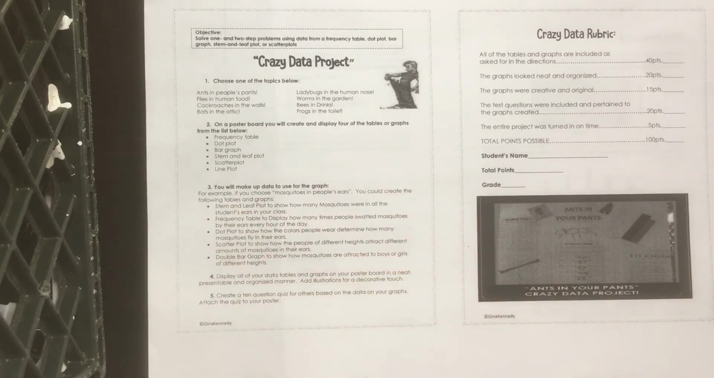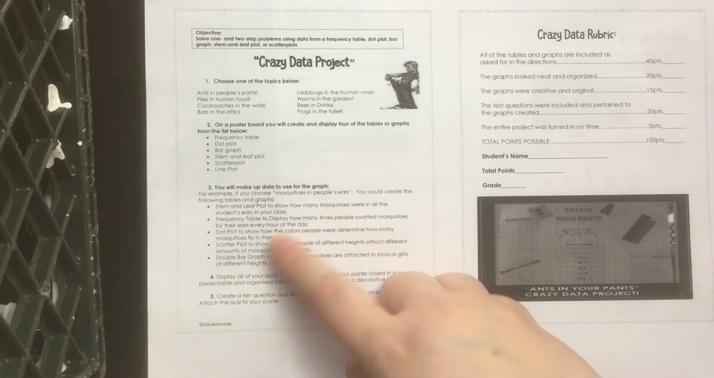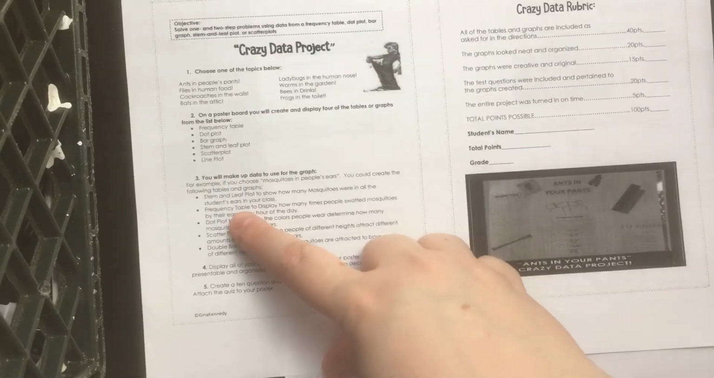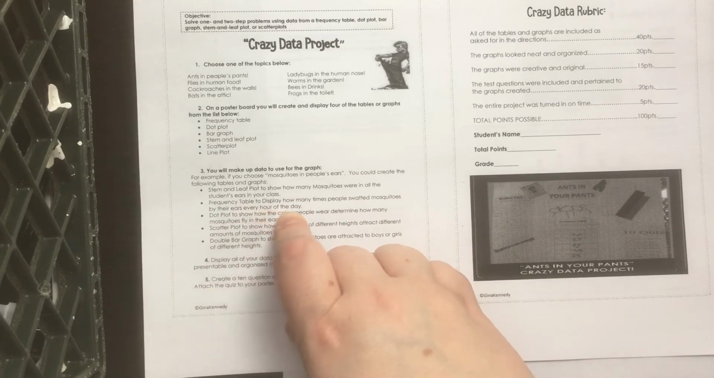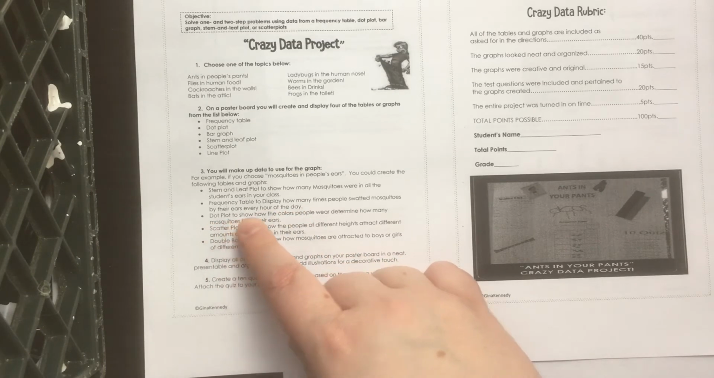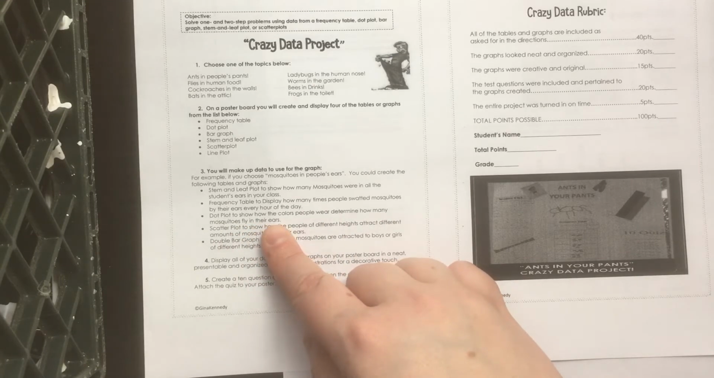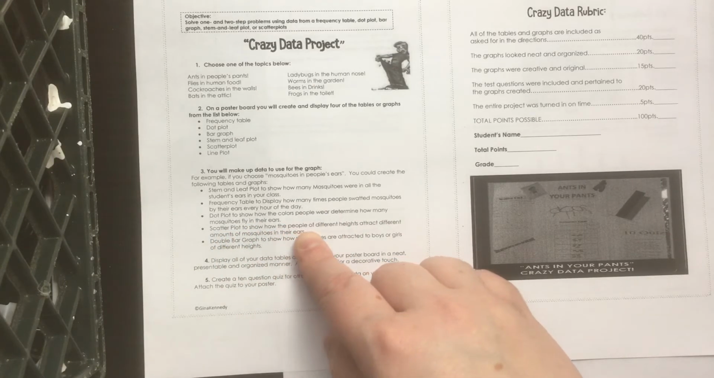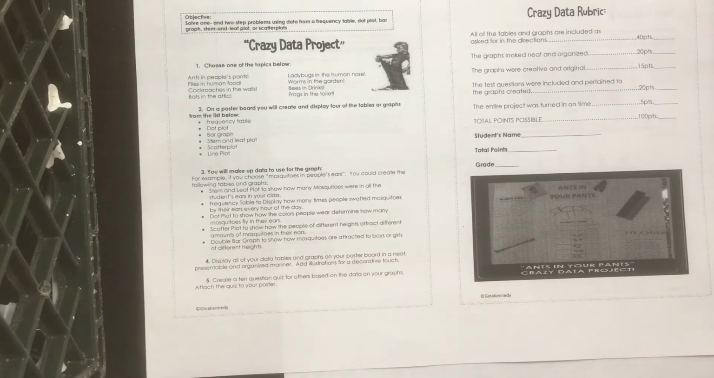So if you look at the example, it says, for example, if you choose mosquitoes in people's ears, you could create a stem and leaf plot that shows how many mosquitoes were in all the students' ears in your class. You could show a frequency table to display how many times people swatted mosquitoes by their ears every hour of the day. You could make a dot plot to show how the colors people wear determine how many mosquitoes fly in their ears. You could do a scatter plot to show how people of different heights attract different amounts of mosquitoes in their ears. Or you could make a double bar graph to show how mosquitoes are attracted to boys or girls or different heights.